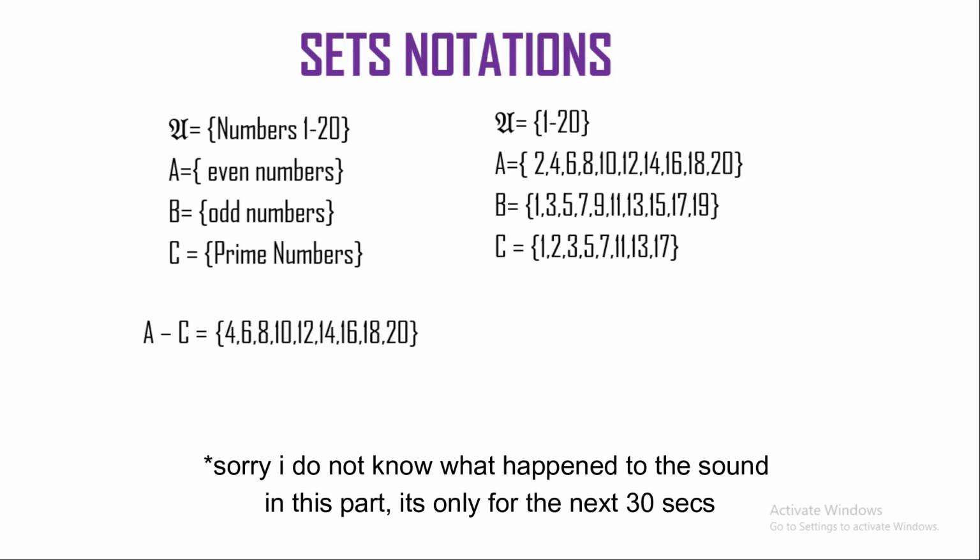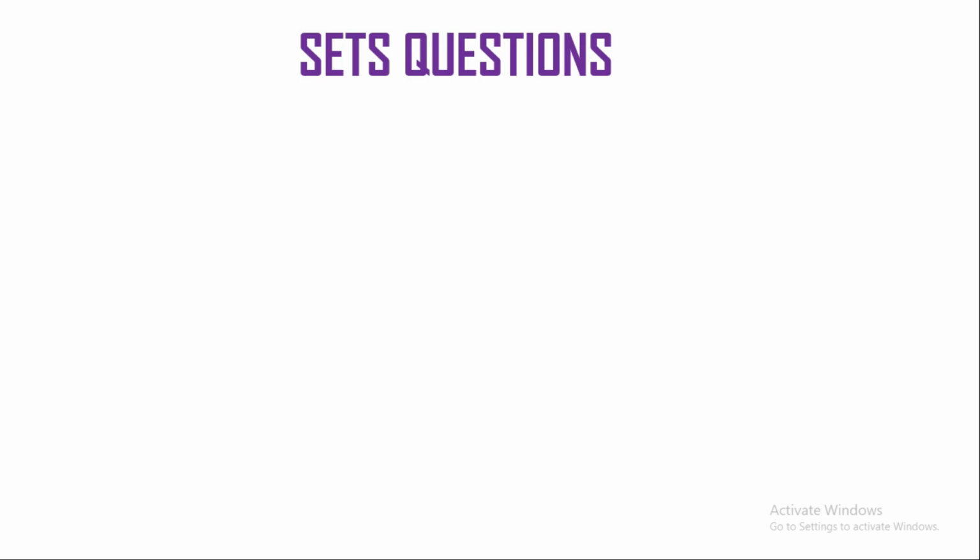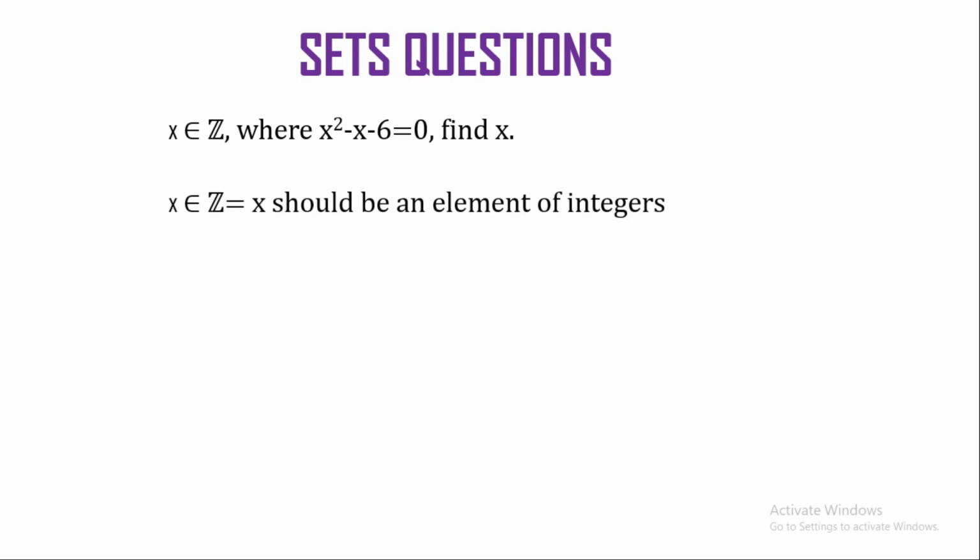All those questions I've been treating are very simple. If you see this kind in an exam, it means you are lucky, because this is not the type of thing you should expect in the FUNAB exam. So now let's treat the kind of question you'd expect. x is an element of integers where x squared minus x minus 6 equals 0. Find x. Now x is an element of integers. That means the x that we're going to find here should belong to the integers.